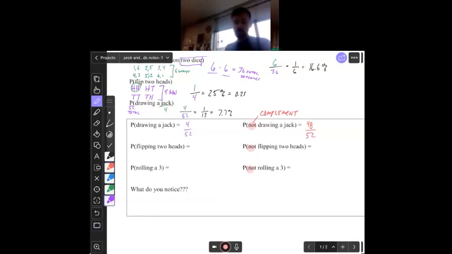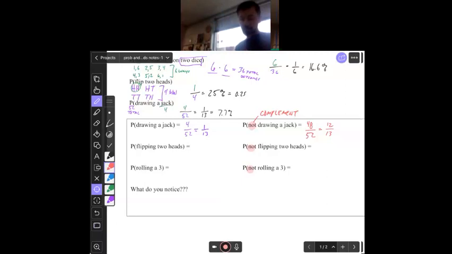And of course, 4 out of 52 is 1 over 13. So 48 out of 52 is going to reduce down to what? 12 out of 13, yeah. So 12 out of 13 chance of not drawing a jack.